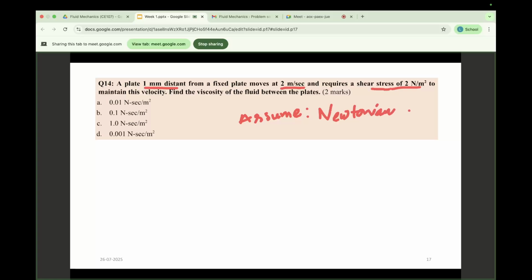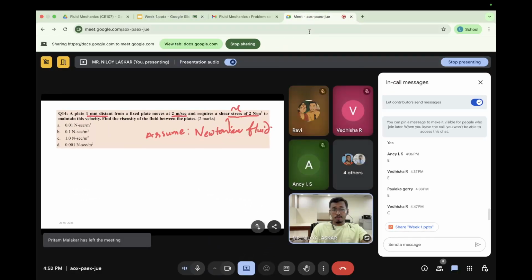If nothing is given, always consider the fluid as Newtonian fluid. Now already the shear stress is given. We know the formula of shear stress, right? Tau. So you know this formula as I have explained in a few questions back. So I think that now you can be able to solve using this concept.